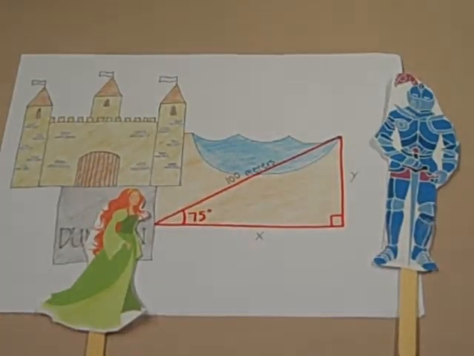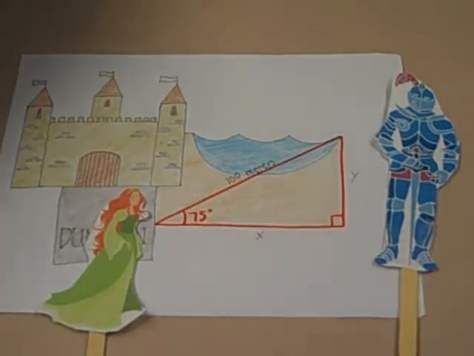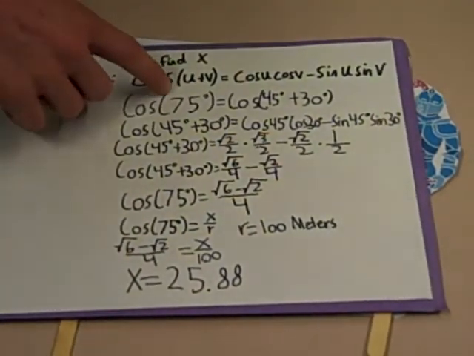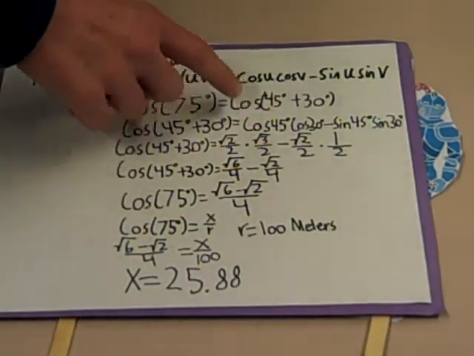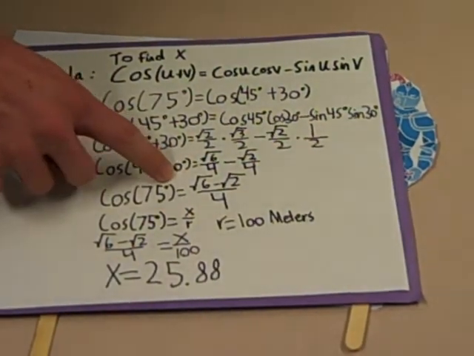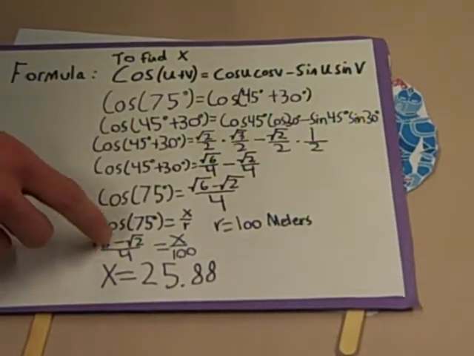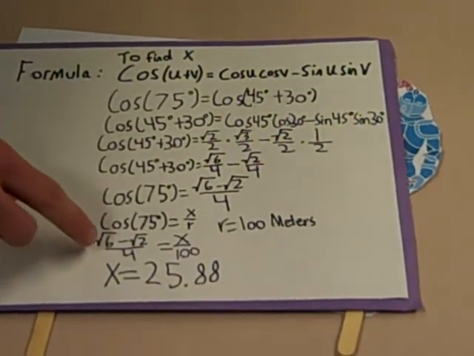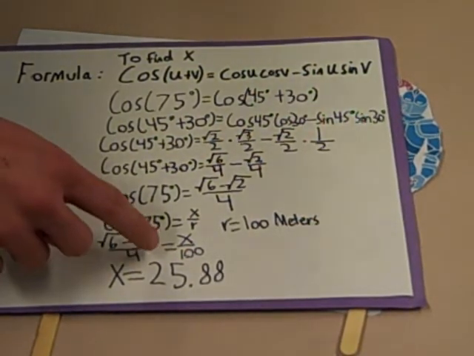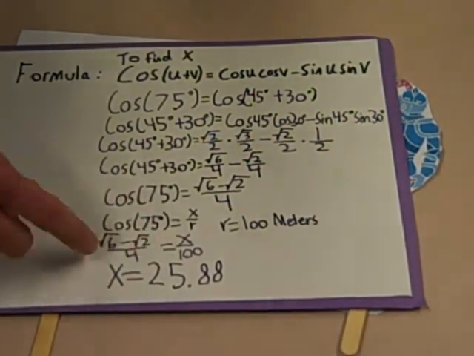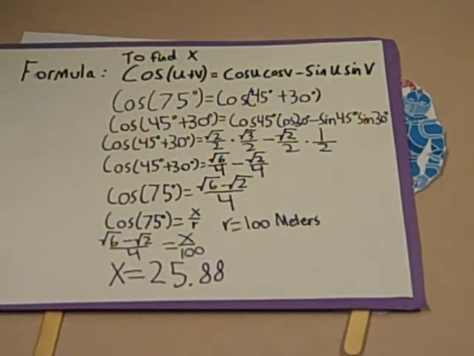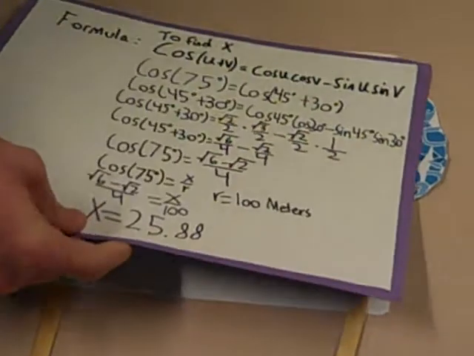After this, to find how far horizontal he had to dig, he did the cosine of u plus v, for the cosine of 45 plus 30 degrees. After applying the formula, he got that the cosine of 75 degrees equals the square root of 6 minus the square root of 2 over 4. And because this equals x over 100, because r is 100, we got x is 25.88 meters.